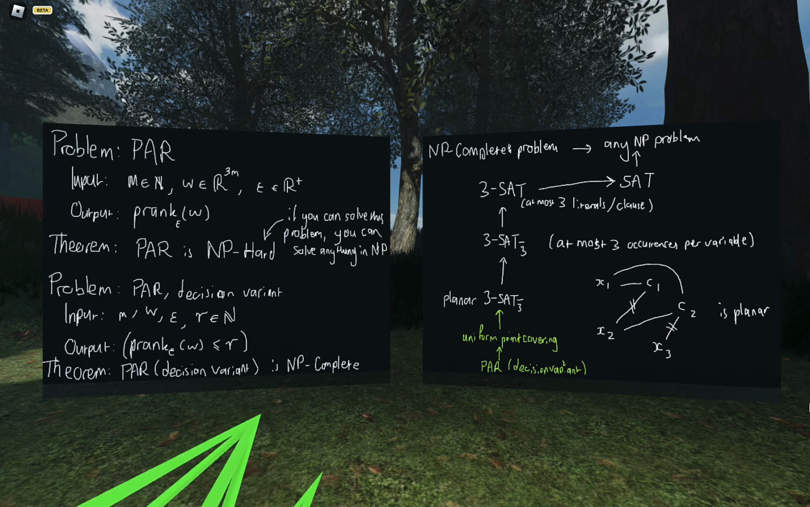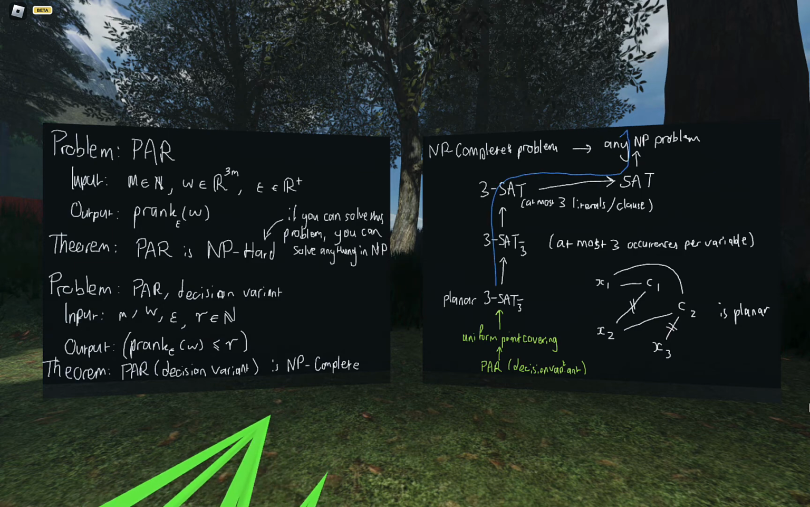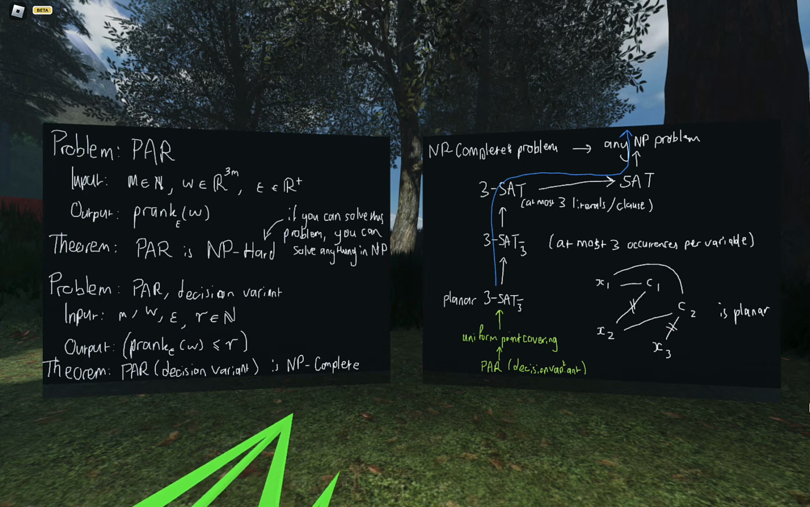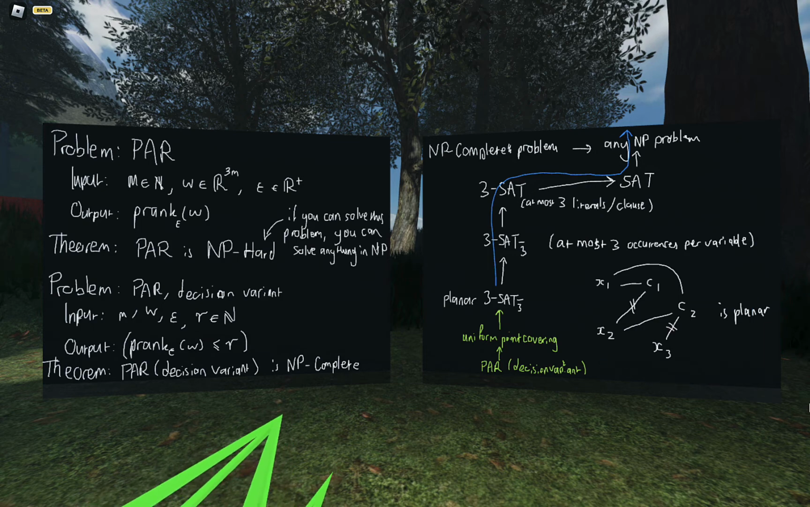the parametric approximate rank decision variant is in NP, and then I use this, if you like, to show that you could do it with planar 3-SAT-3. So I go the long way around. Oh, I see. Cool.